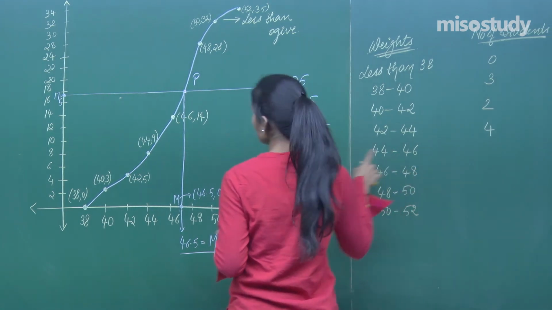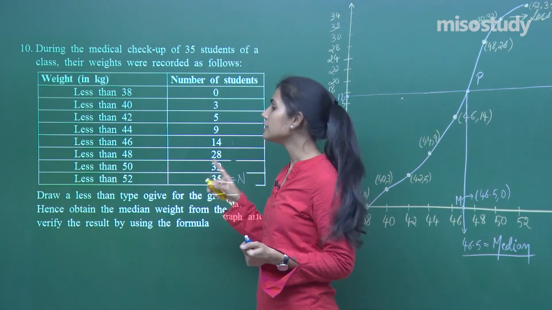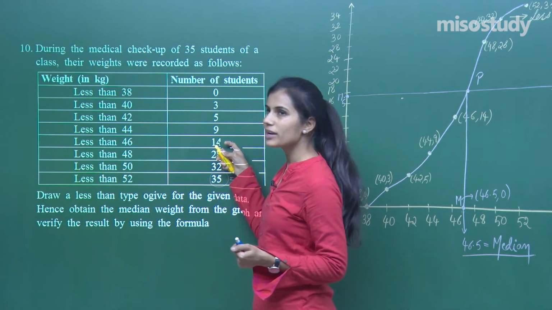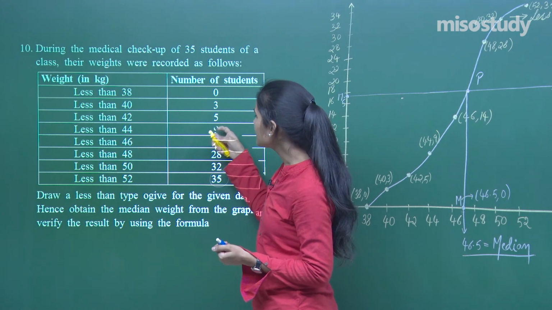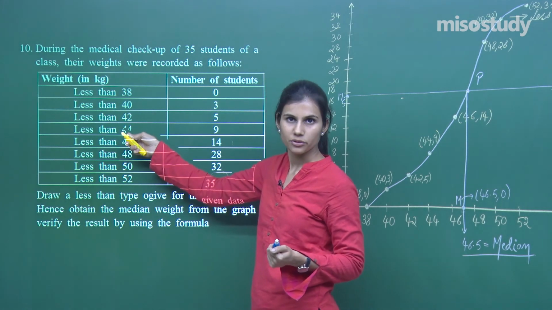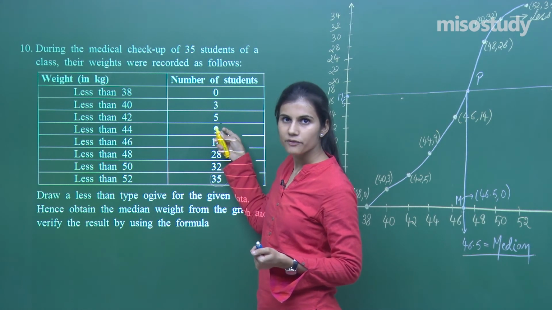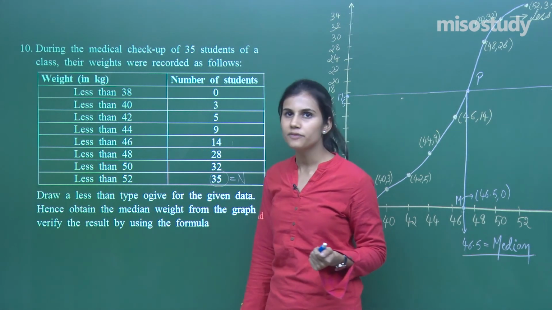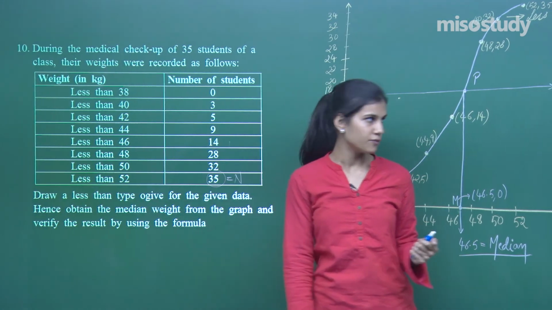Now you want 44 to 46. 44 to 46 means greater than 44 and less than 46. Less than 46 is the weight of 14 students, right? Out of these 14 students, 9 students have weight less than 44. Okay? That means what is 14 minus 9? 5. 5 students have weight greater than 44, less than 46. Let's write 5 over there.